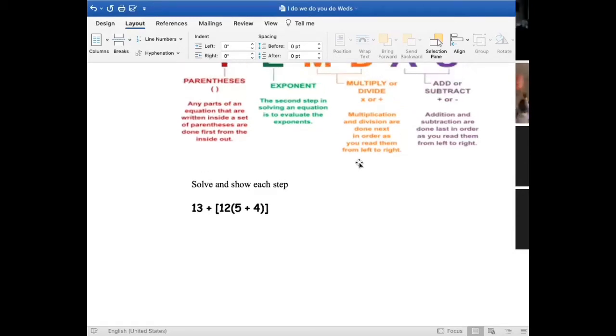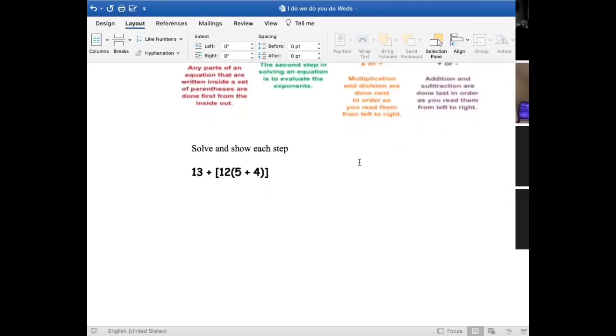We would add 5 plus 4. Correct. Why would we do that? Because it's in parentheses. Yes. So, what is 5 plus 4? 9. I'm going to leave this in parentheses just because I'm not sure what we're going to do with that 12, right? Because there's nothing here. There's no operation.